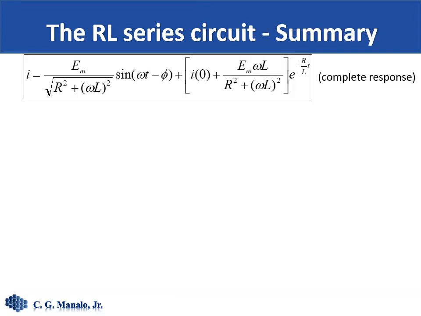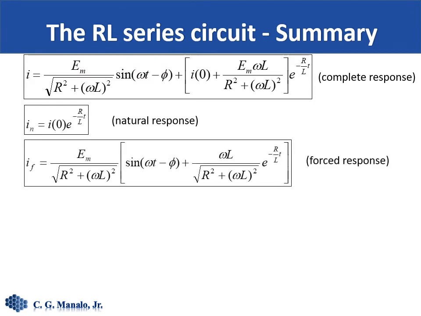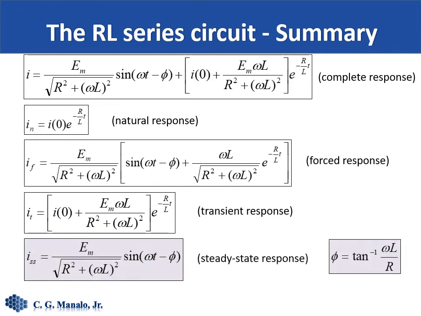So this is our complete response of the RL circuit. And one way to look at this complete response is that it is comprised of two responses. We have the natural response and the forced response. Another way of looking at it is that it is comprised of a transient response and a steady state response, where the transient response disappears over time and the steady state response remains regardless of time.